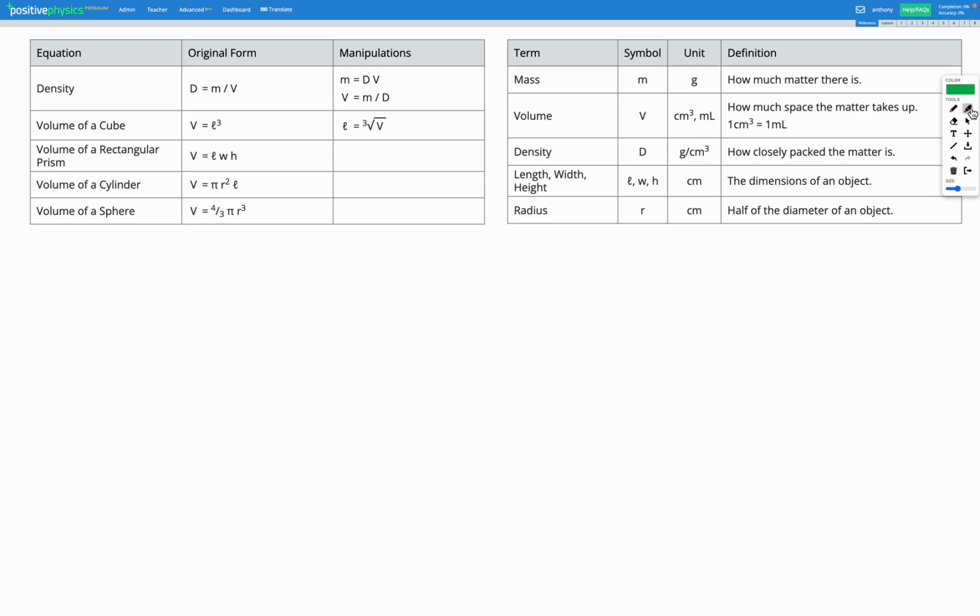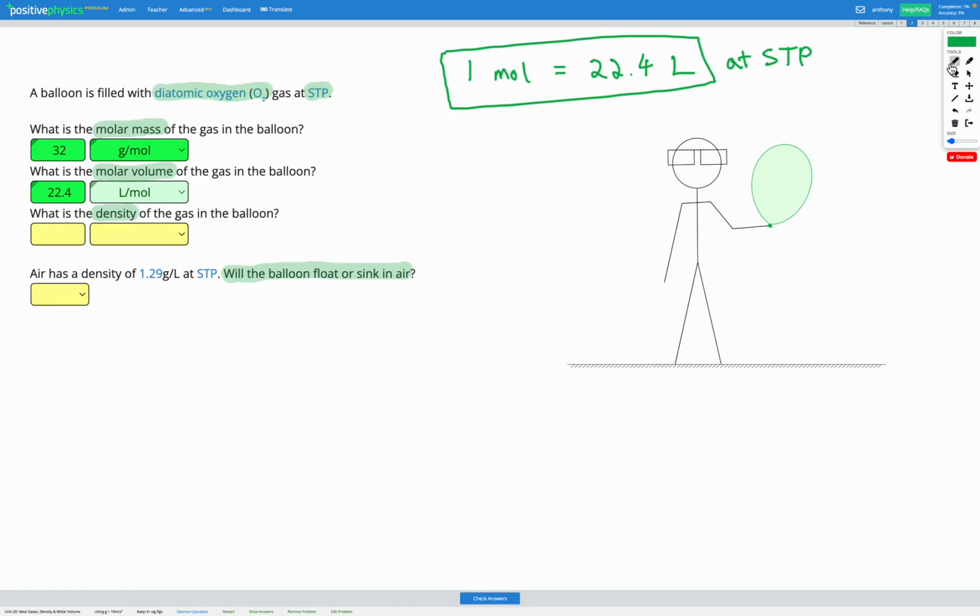We're now on the density tab on the reference sheet, and here's our equation for density. Density equals mass over volume. And here we have a mass and a volume for the same amount, 1 mole of the gas. So our mass was 32 grams per mole. Our volume was 22.4 litres per mole. So if we put that into our calculator, that's going to get us a density of 1.43 grams per litre.